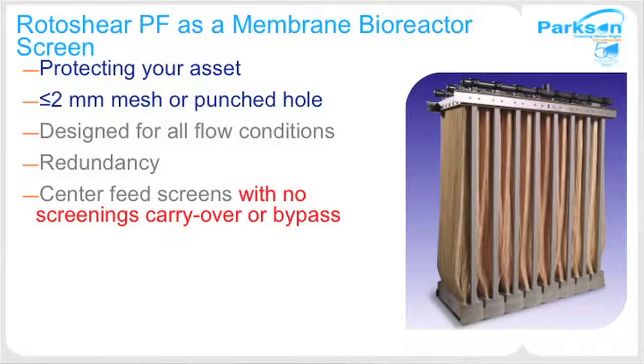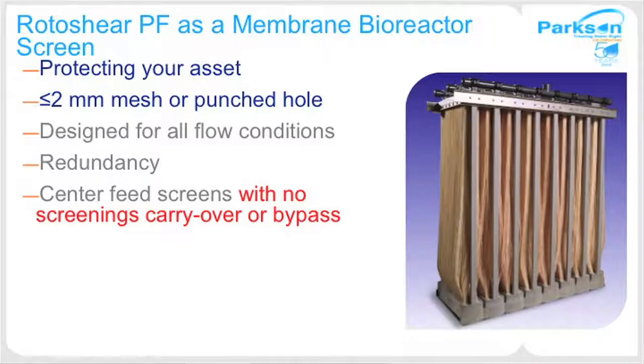Another important application is the Rotoshear PF. Right now, an upcoming and growing application is definitely membrane bioreactor screening. These criteria come from membrane manufacturers. This is everything they want in front of their membranes, because membranes are still very expensive and they give long terms of warranty. And if they're not protected right, they have to spend a lot of money on their warranty costs. So they are telling us they want to protect their asset.